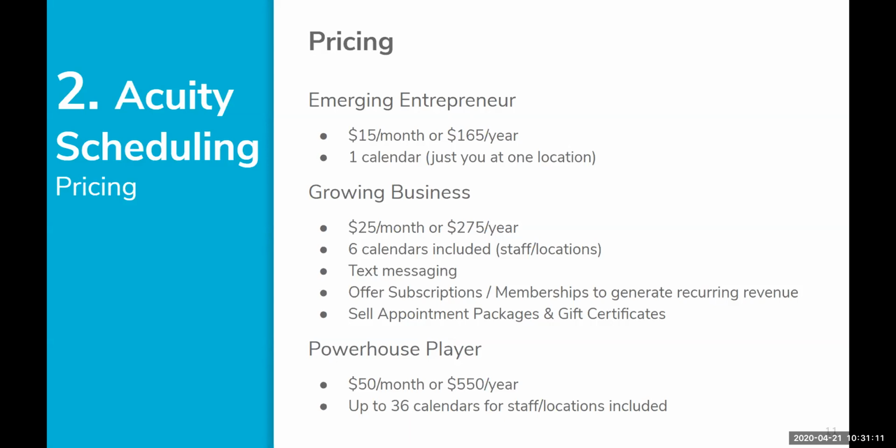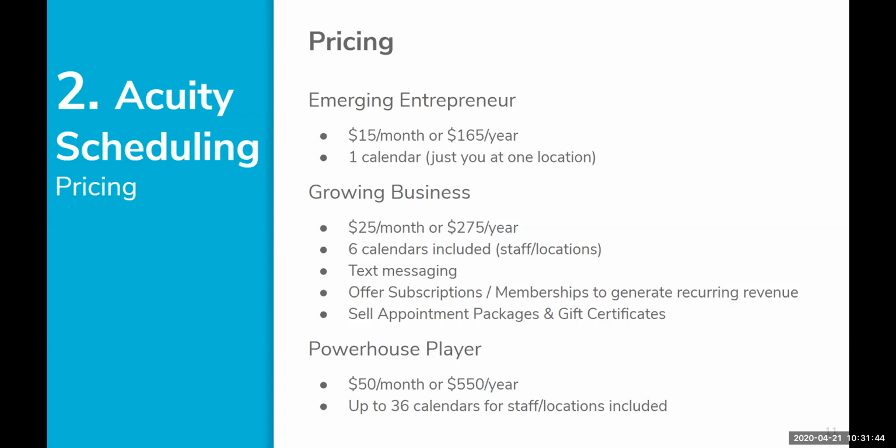And it's $15 a month, or it's $165 a year. Then the next tier is called Growing Business. It's $25 a month or $275 a year. And it gives you 6 calendars included. So say, for instance, you own a spa, but you have one in Wake Forest, you have one in Youngsville, you have one in Warrenton, different spas in all these different locations. So you can include 6 calendars for this. So you can include all 6 of your locations if you wanted to.